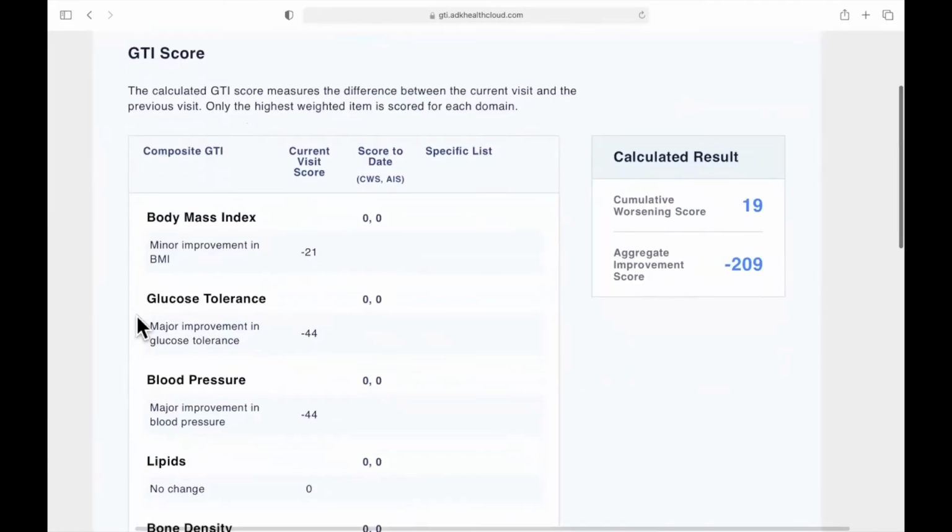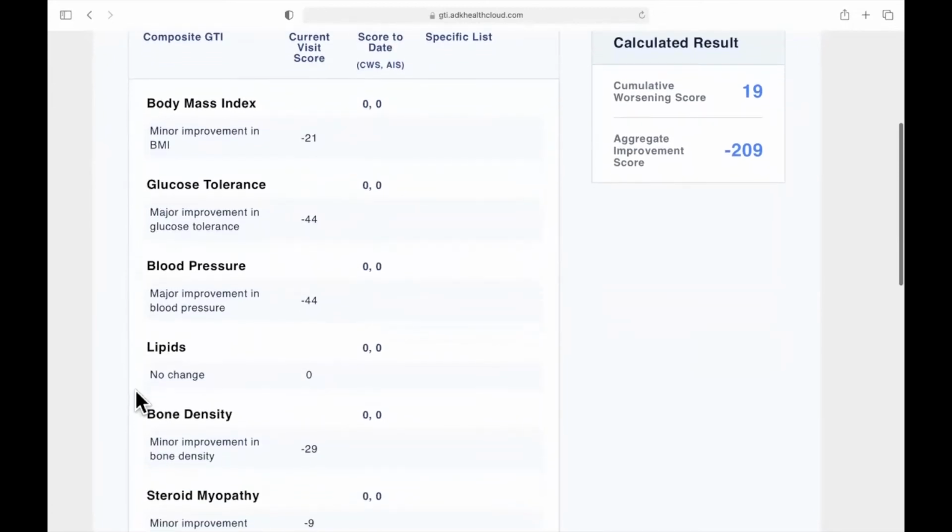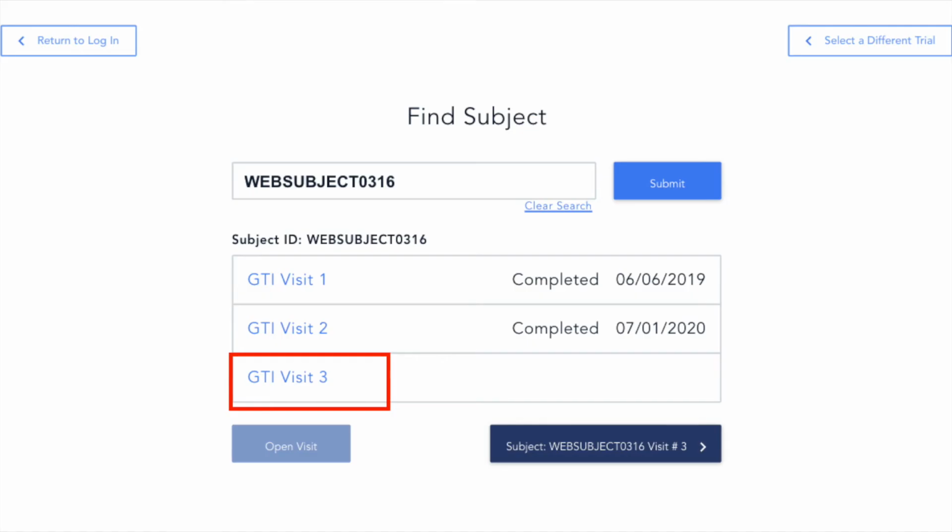Over on the left-hand side, you see the individual domain scores. And then in the upper right, you see the cumulative worsening score and the aggregated improvement score. And what this demonstrates is that there has been a little bit of worsening. The patient did have an episode of oral candidiasis between baseline and week 13, but all in all, there was substantial improvement in steroid toxicity. AIS had actually improved by minus 209 points.